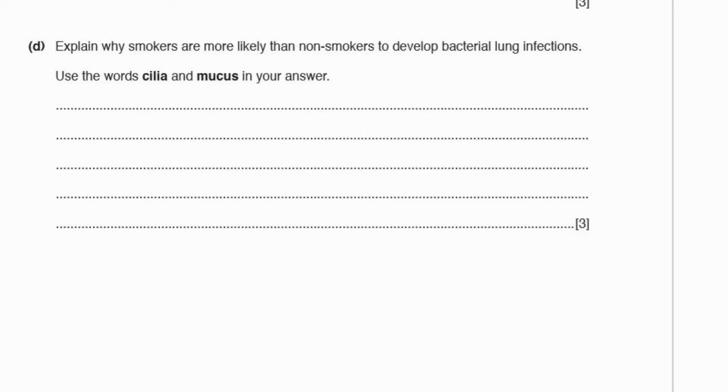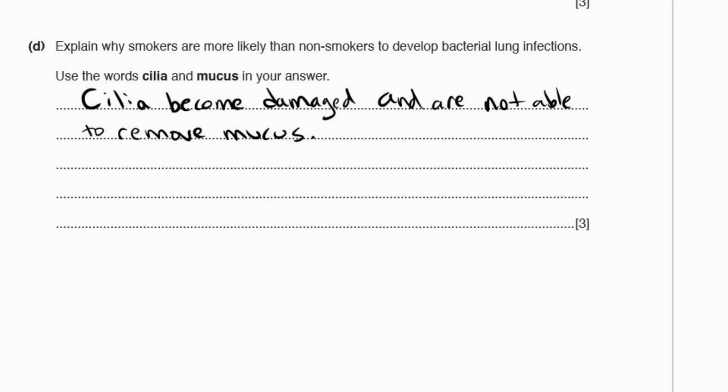D. Explain why smokers are more likely than non-smokers to develop bacterial lung infections. Use the words cilia and mucus in your answers. So the cilia become damaged by the tar and are not able to remove the mucus. There we go, we have the word cilia and the word mucus in our answer. Because of this, the mucus builds up, and mucus is sticky, so it traps bacteria.